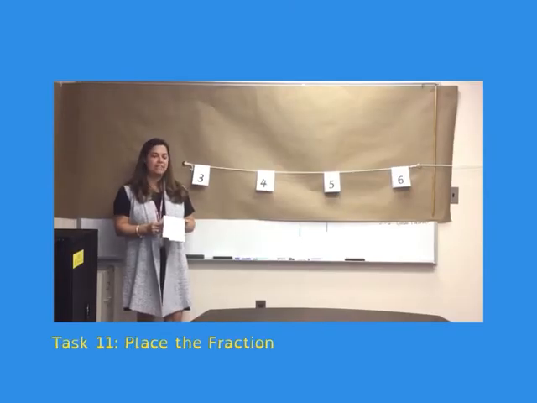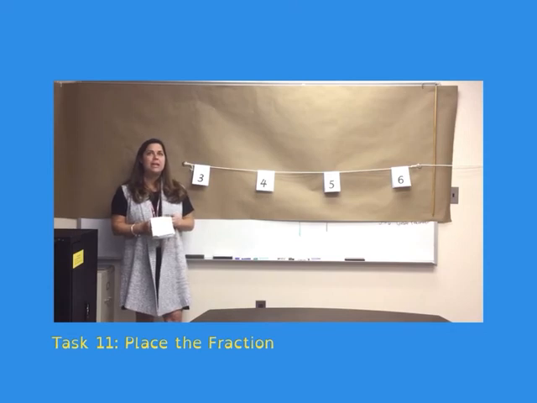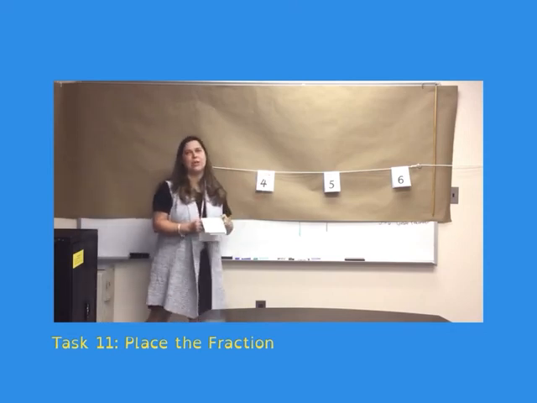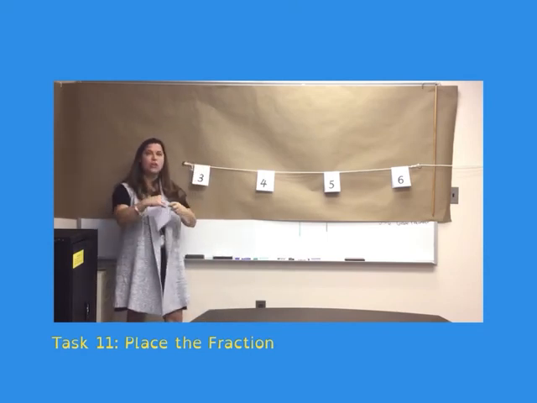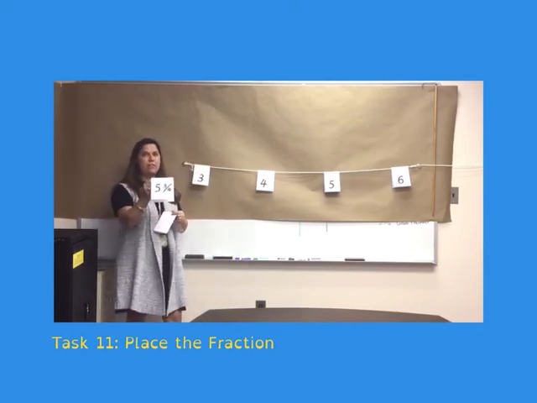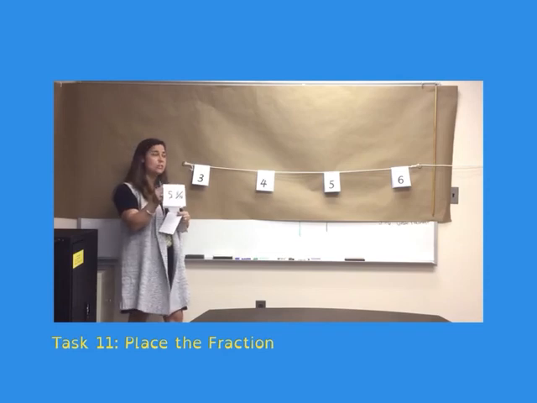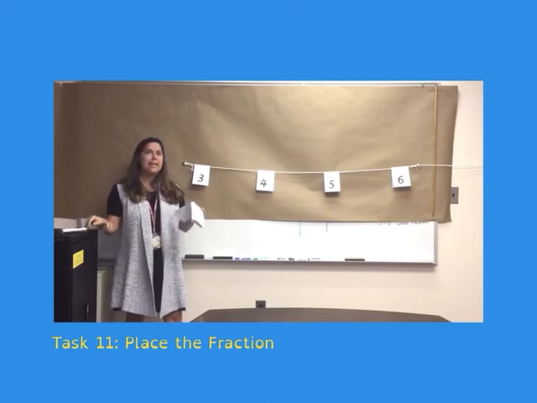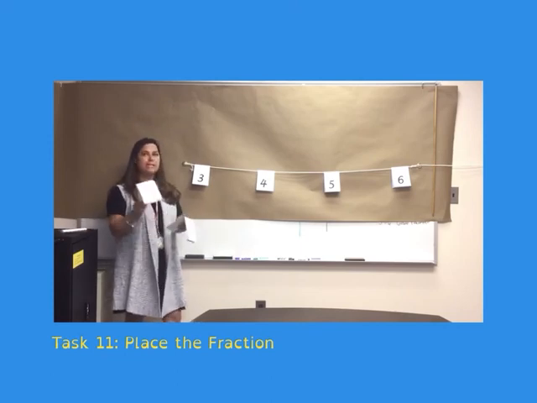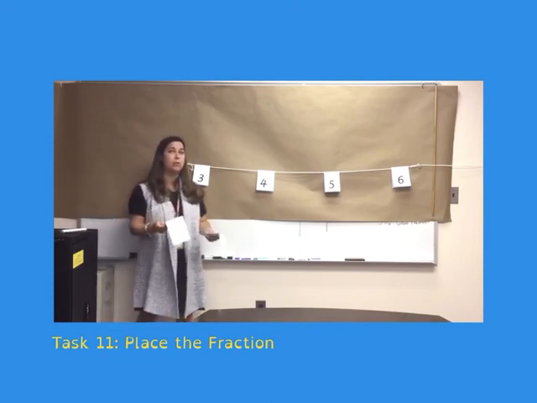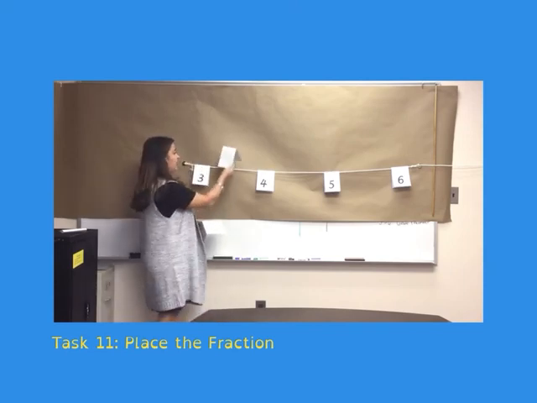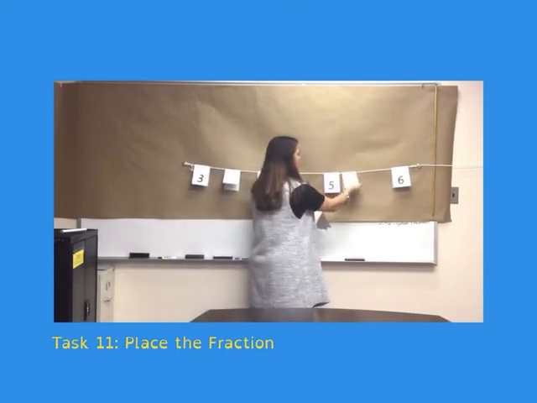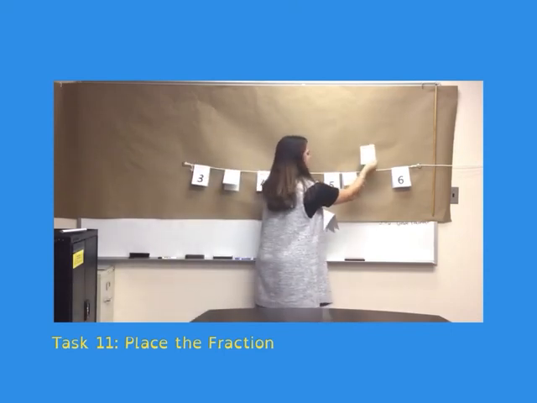Now we have task 11, place the fraction. As you can see, I've displayed the numbers 3, 4, 5, and 6 on the number line. Show the students the fraction card 5 3/4. Ask the students, where does this belong on the number line? Without saying whether they are correct or not, have them place a blank card in the location to mark their idea and ask them to justify their location. You may have 1, 2, or even 3 different responses.